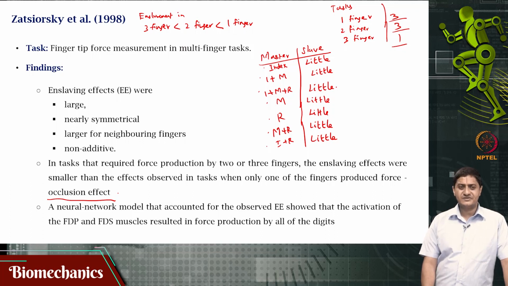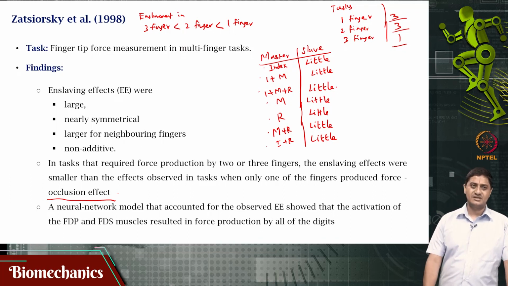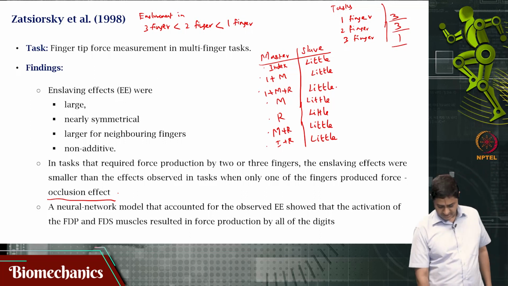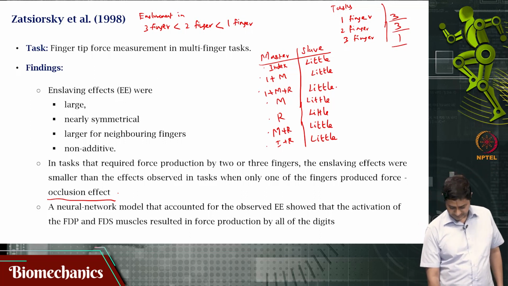They also modeled this using a neural network model that showed that activation of the flexor digitorum profundus and the flexor digitorum superficialis muscles resulted in force production by many of these digits or all of these digits. Okay. This is what they found in the 1998 paper.